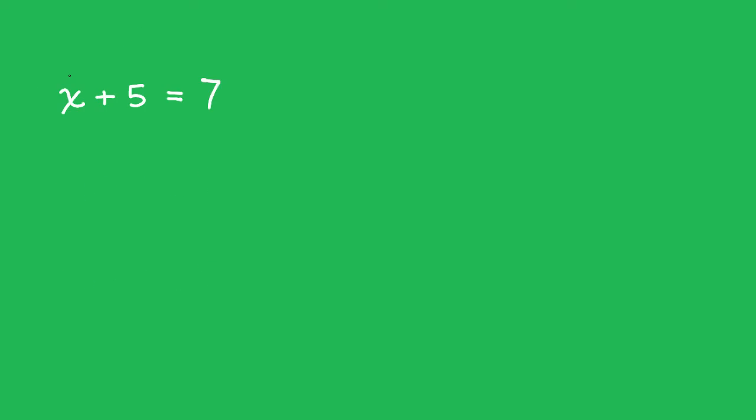Now last one, x plus 5 equals 7. Right away you see an equal sign that should raise a red flag, because expressions do not have equal signs. This would be called an equation. We'll talk about these in a couple videos, but for now just know that expressions and equations are different.